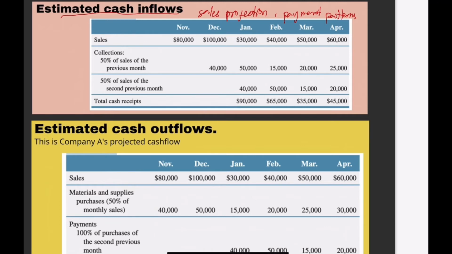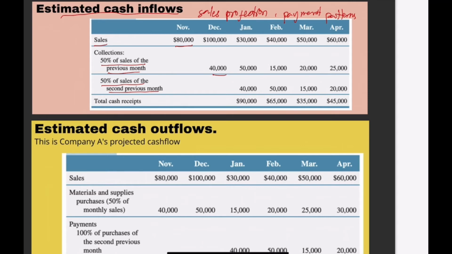the very first row is actually the sales projection. It's the sales forecast for November and December. And then, based on the patterns of payments, collections will normally be 50% of sales of the previous month. So that's 40,000.